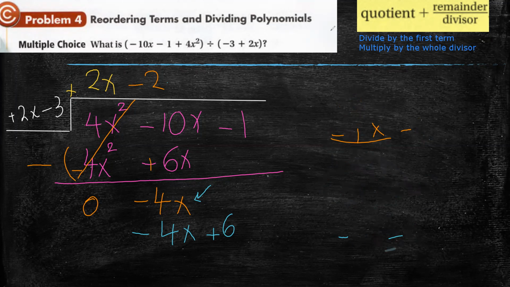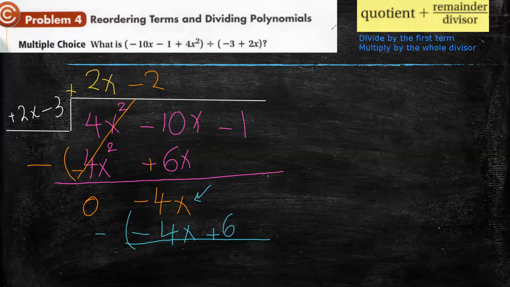Then negative 4x plus 6. We have a minus sign, so let's change the sign for each term here. This term comes as negative now. So negative 4x plus 4x cancel out, and we have here negative 6.